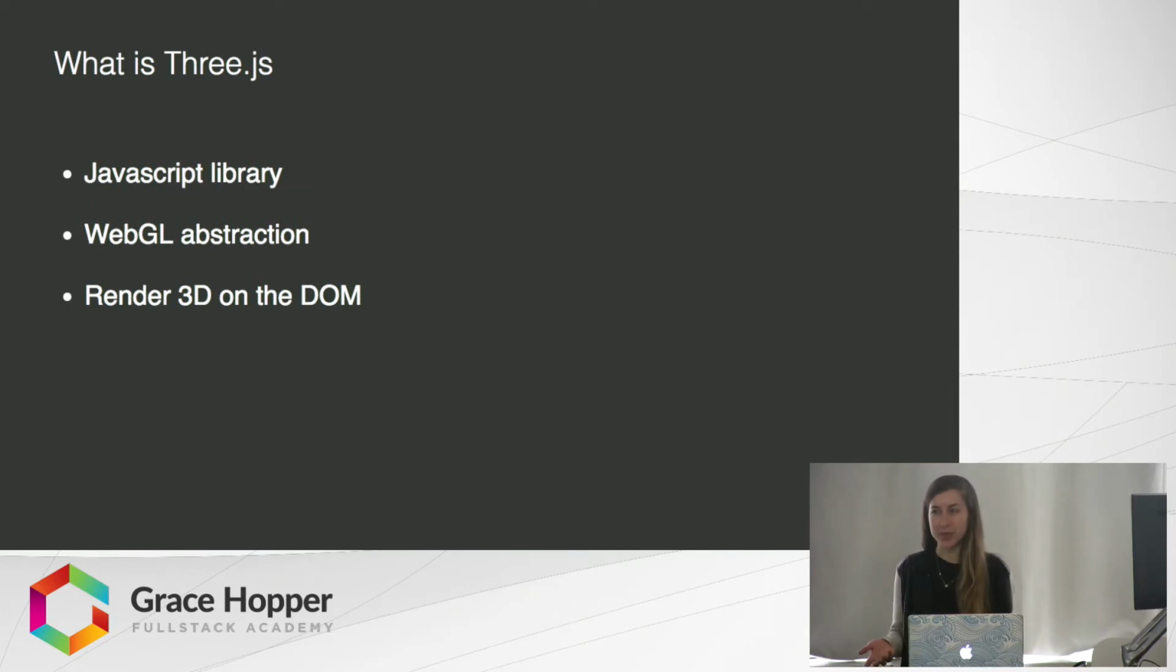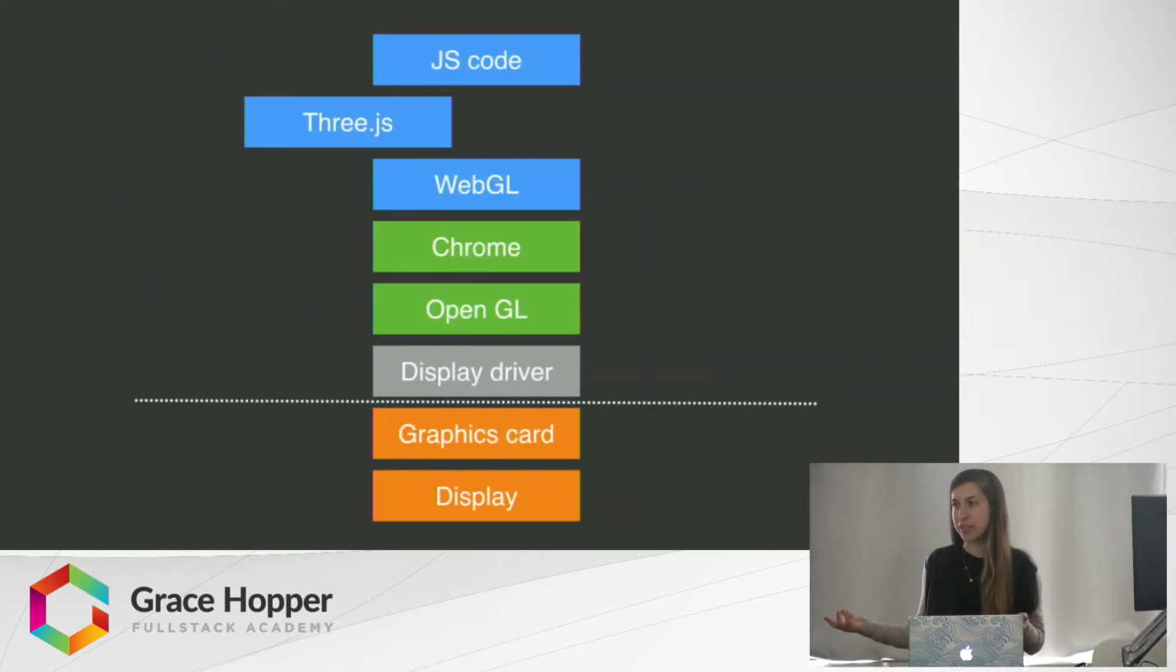What is Three.js? As you may have guessed from the previous slide, it's a JavaScript library that renders high-performance 3D objects on the web. And it's built on top of WebGL. So for example, when you write your JavaScript code using Three.js functions and methods, that gets converted into WebGL, which your browser, for example Chrome, can read and transform into OpenGL. We can talk directly with your display driver. And this will allow your hardware to render your 3D scene on your screen.